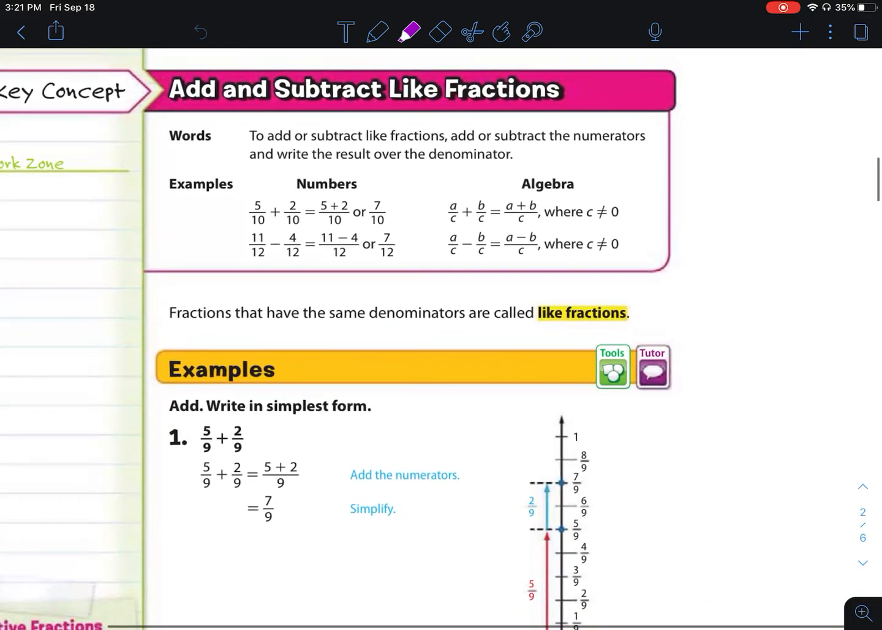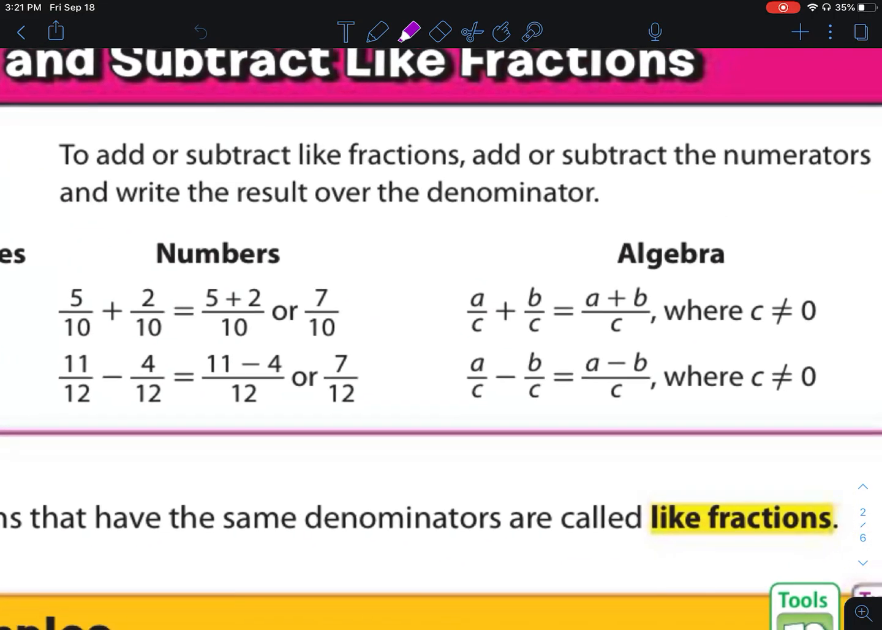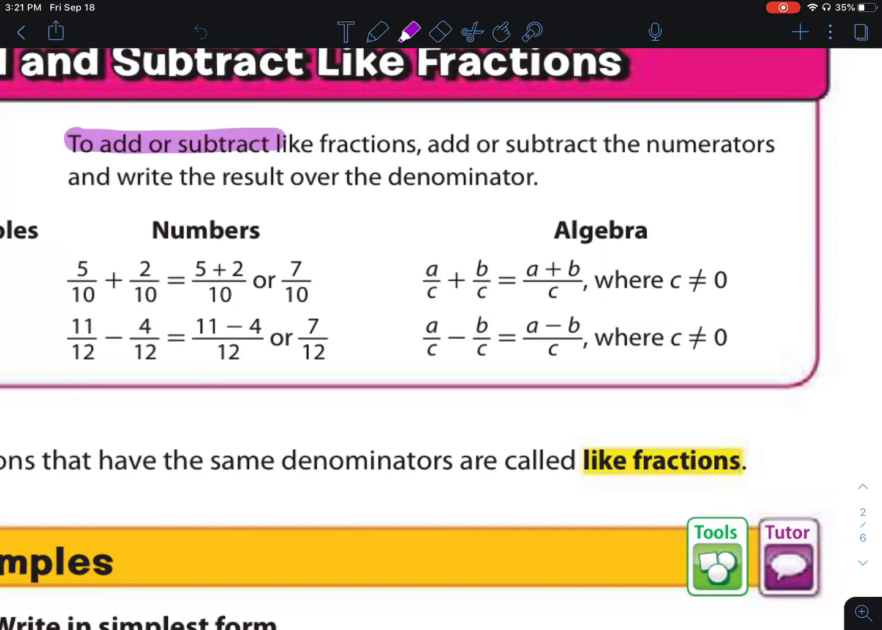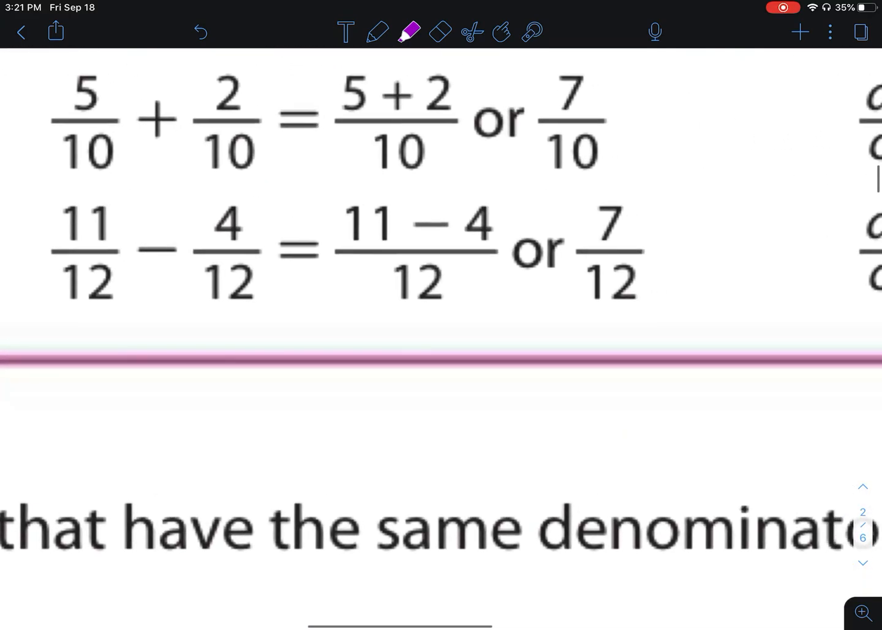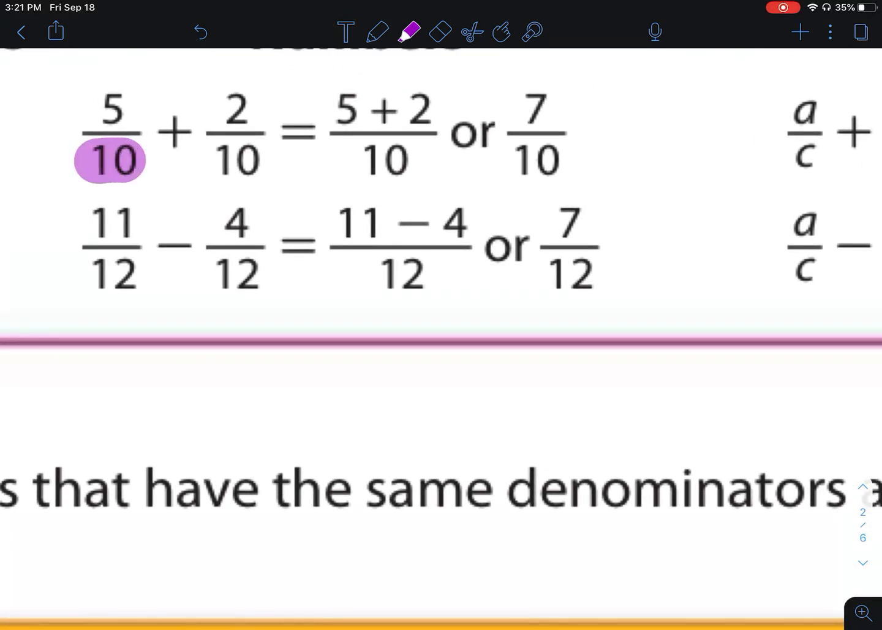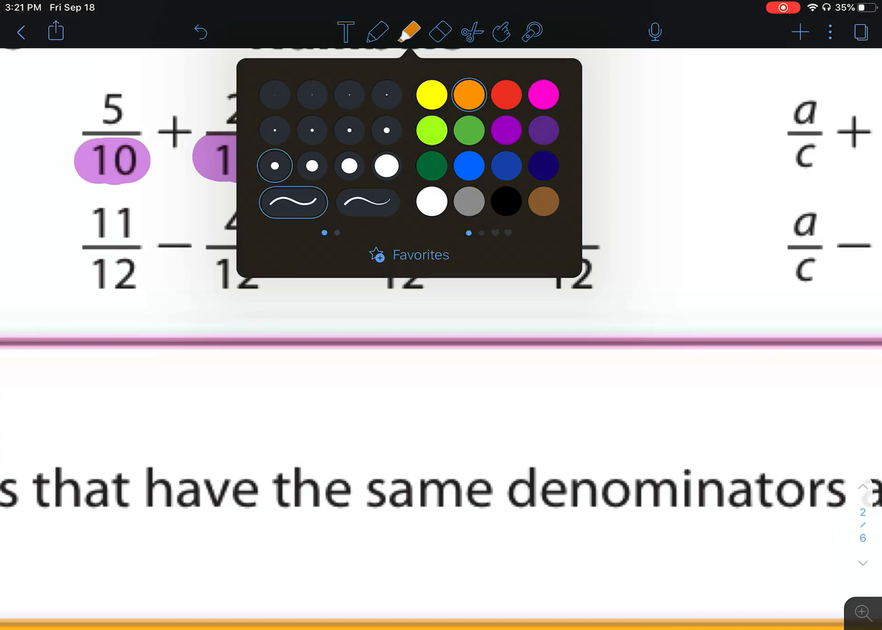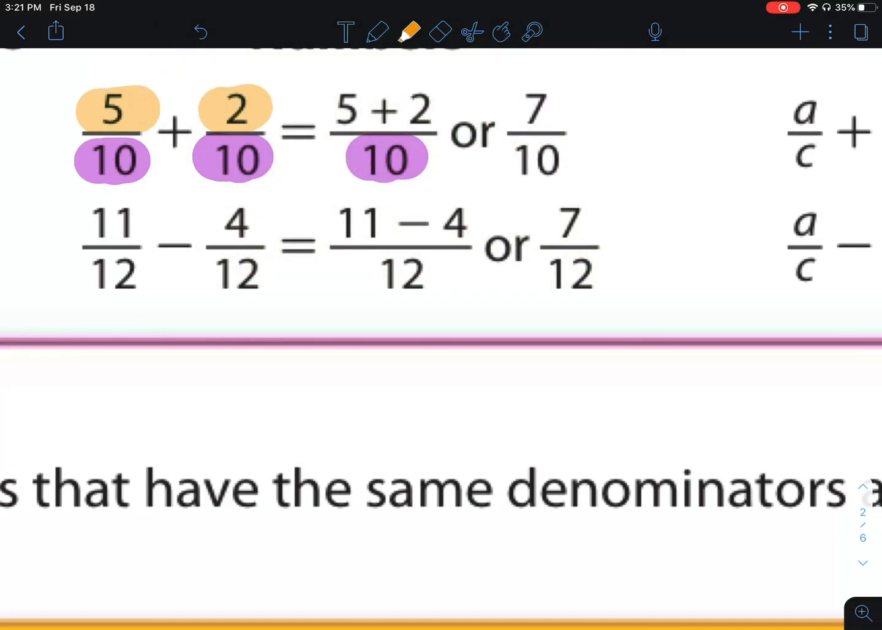And it's saying that to be able to add like fractions, add or subtract the numerators and write the result over the denominator. What does that mean? So when you have this problem right here, 5 tenths plus 2 tenths, you notice that they have the same denominator. So all you need to do is keep the denominator and simply add the numerators 5 plus 2. We know that 5 plus 2 is equal to 7 over 10.